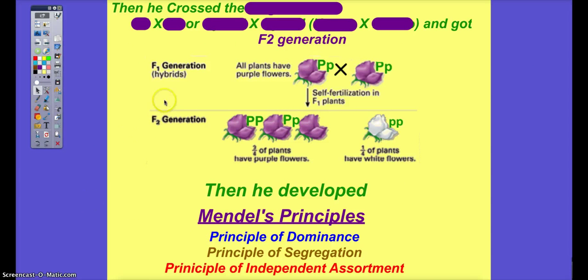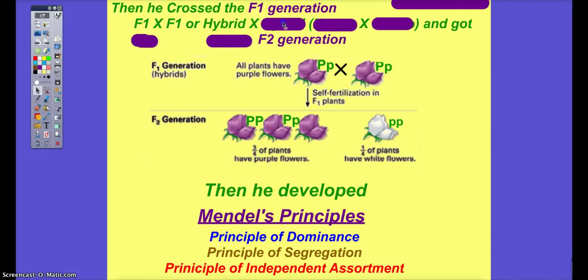So then he crossed, if you look at this, what is he crossing now? The hybrids, which are also called the F1s. So he took the offspring, the F1 generation, and you could call it F1 times F1, or hybrid times hybrid, or hetero times hetero. And look what he got. The white popped back up. So he was like, hey, the white gene, even though I can't see it, has to still be present in the generation.